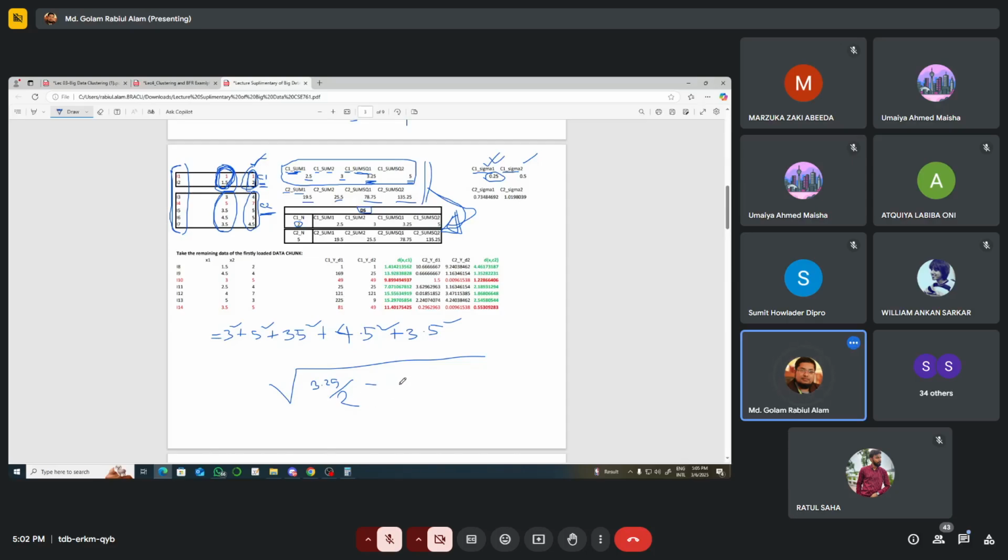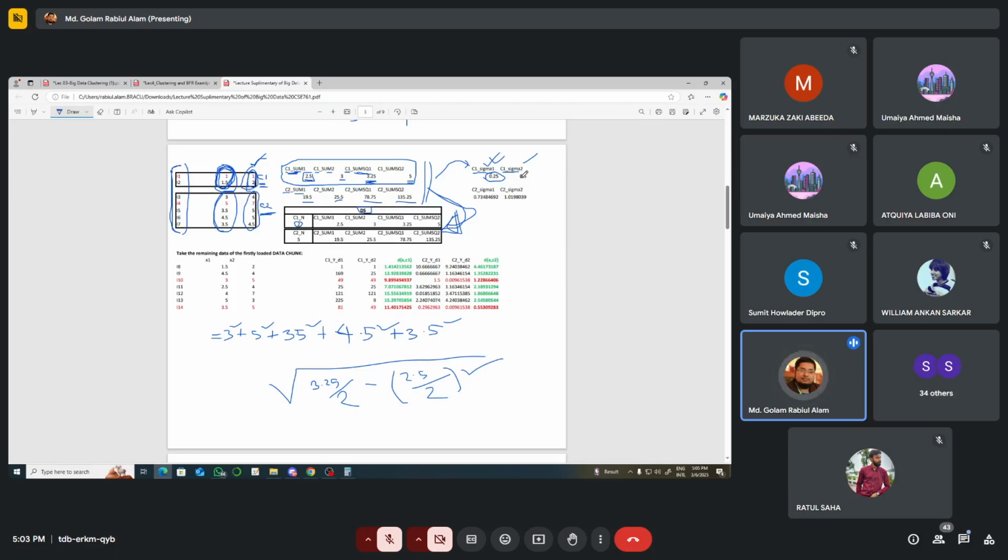And then minus the sum of those elements. For the first dimension the summation is 2.5. So here is the 2.5 divided by the number of elements, that is n. N is 2, the square of that. So this is our C1 sigma 1. Okay, so we can find out this one. So we can see that these statistics actually help us to determine this standard deviation.